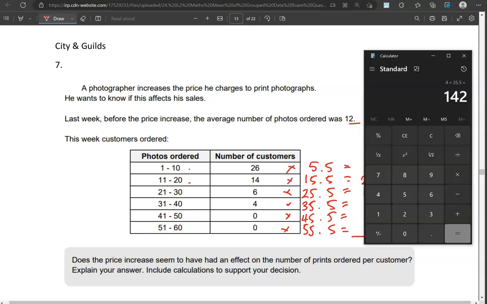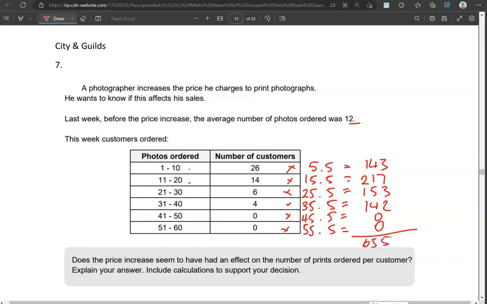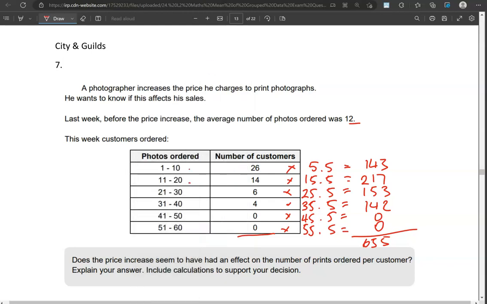Working out the total, so 142 add 153 add 217 add 143 gives us 655, which we're going to divide by the total number of customers, and that is 26 plus 14 plus 6 plus 4, which is 50 in total.